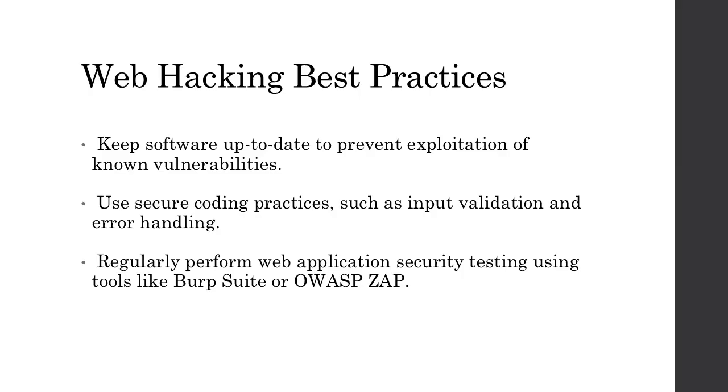Keep your website secure. Think of your website as a house with locks on every door and window. To prevent thieves from breaking in, you need to keep the locks updated and strong. 1. Update your locks. Software. Regularly update your website's software to fix any known weaknesses that could be exploited by hackers. 2. Secure coding. Use good habits when writing code, like checking what people input and handling errors properly, so that even if a thief tries to break in, they won't get far.